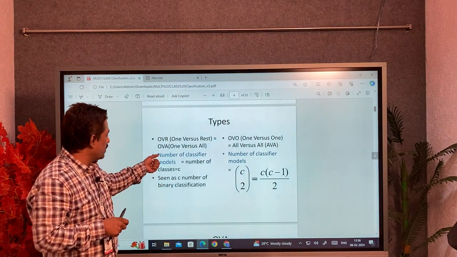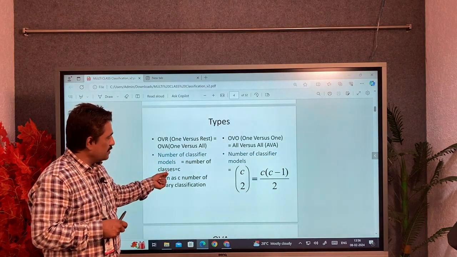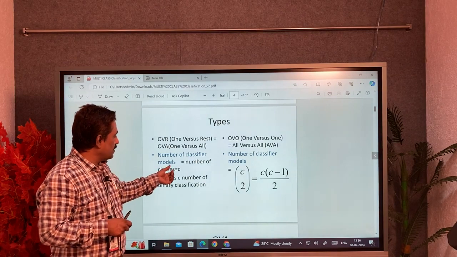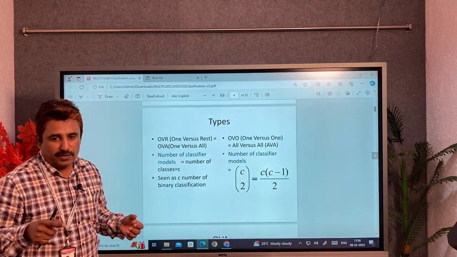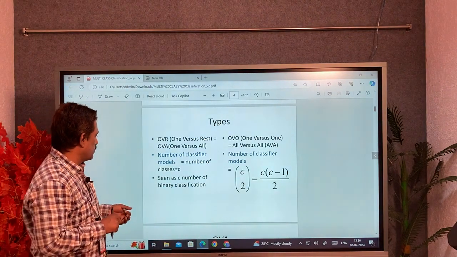So, in one versus rest, the number of classifier models equals the number of classes. Suppose we have taken 3 kinds of fruits, or 3 classes of fruits. So, we will get number of classifier models equal to 3. That means the system has to learn 3 classifier models.